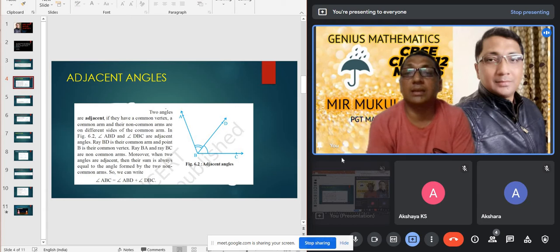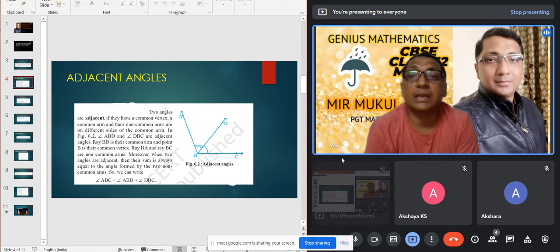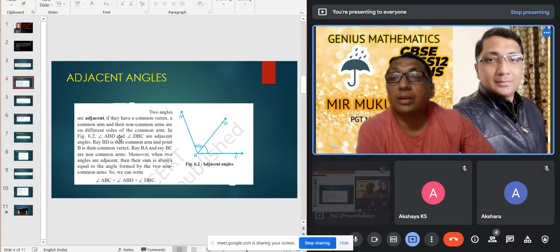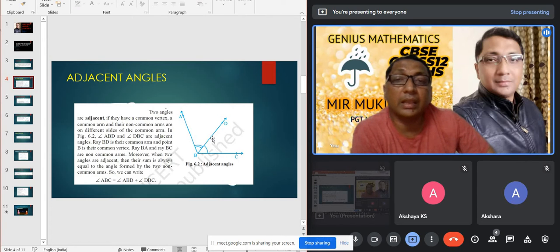Okay. Now here we have to learn adjacent angles. So what is an adjacent angle? Two angles are adjacent if they have a common vertex. See here ABD and CBD. These two angles we can observe have one common vertex, B is common here, and a common arm.